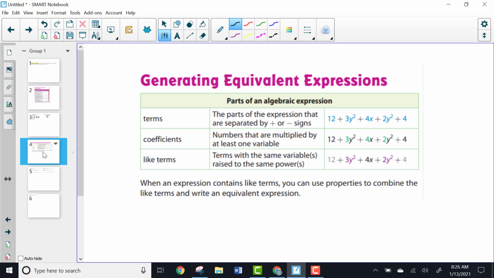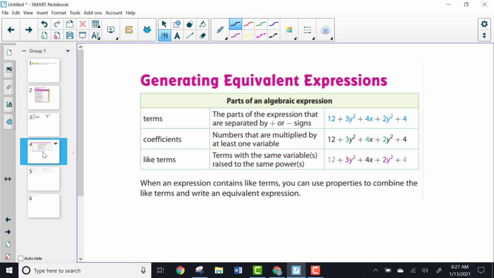Now, what I would like you to do is go to page 279, and we're going to look at generating equivalent expressions. In other words, we're going to look at these long algebraic expressions, probably expressions that you've never really seen before in your life, and they may look very scary, but we're going to break it down and take it step by step. This idea of generating equivalent expressions will continue to help you as you move through algebra in the next couple of years in middle school.